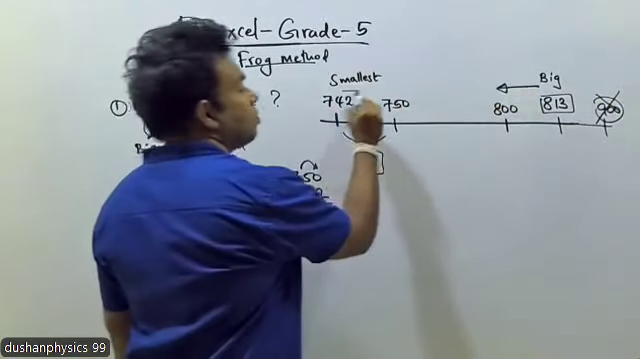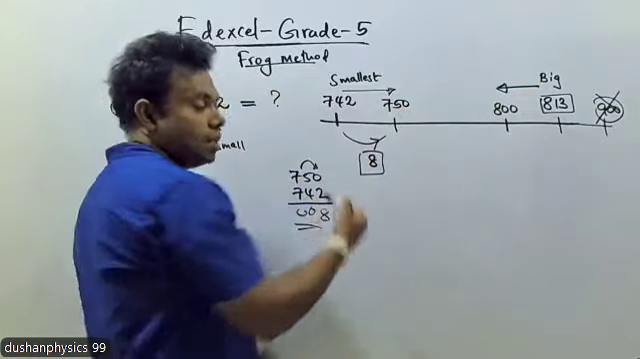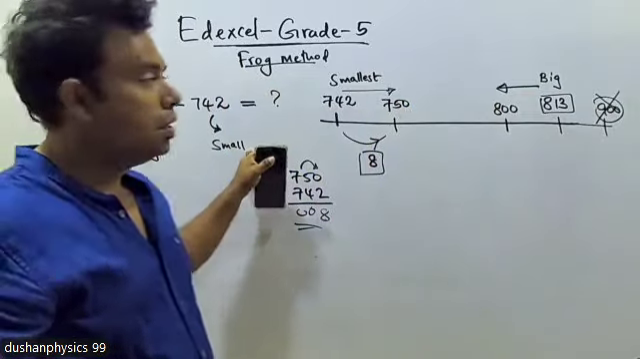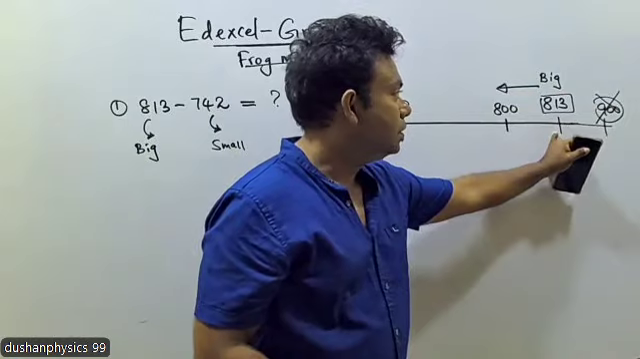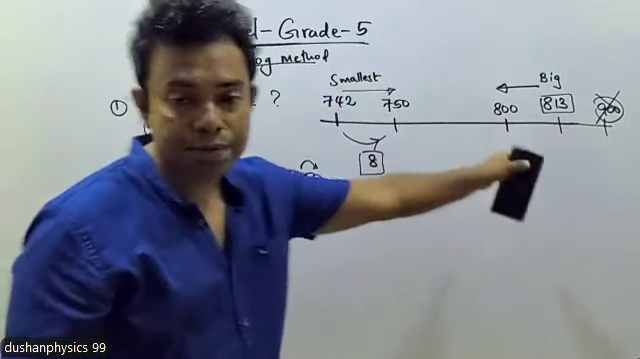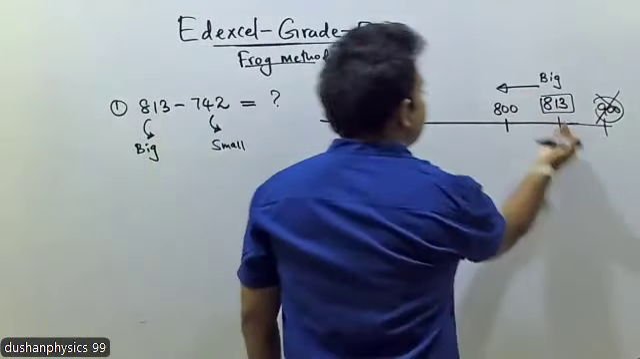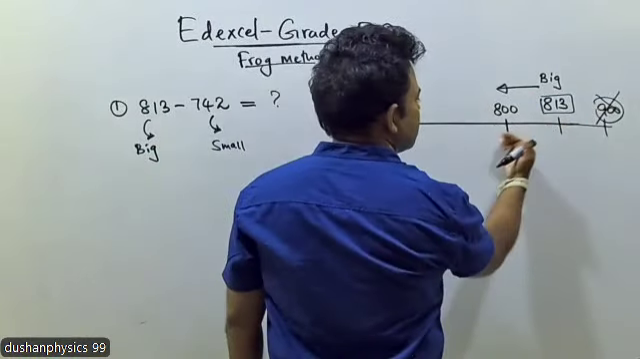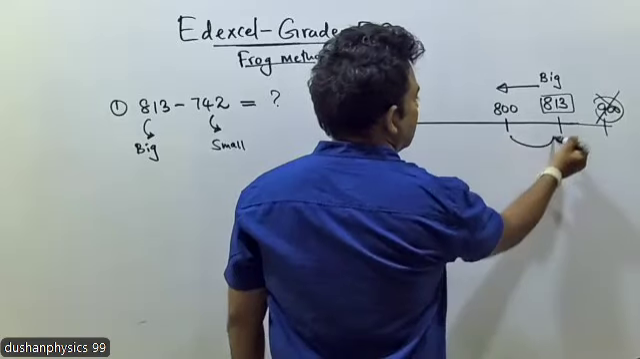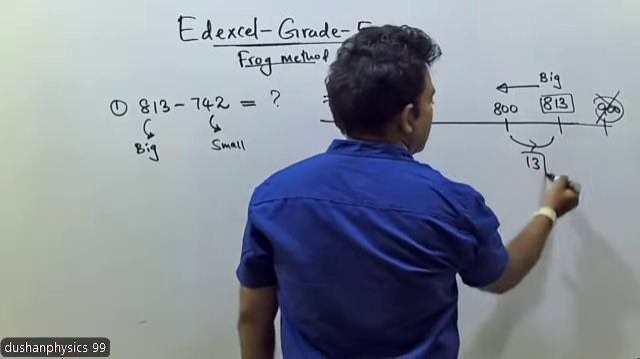While I'm moving from left to right from the extreme left hand side, I have to come from right to left from the extreme right hand side. Therefore, I have to jump from here to here. Exactly, this gap is what? The gap is 13.